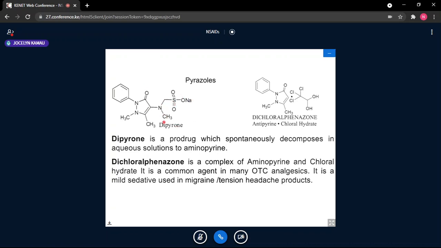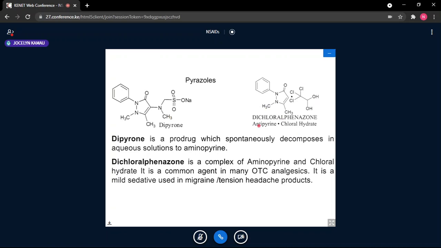But this drug is a prodrug, and in the body it will be cleaved to give us the aminopyrine, or even further to give us the antipyrine, which indeed are the ones which have activity. So that is dipyrone in the body, which is cleaved to give us the aminopyrine.